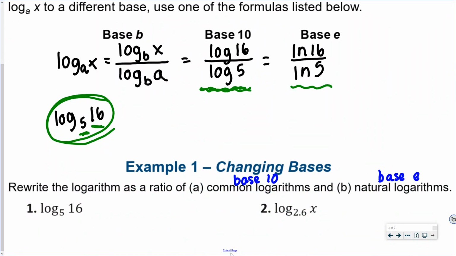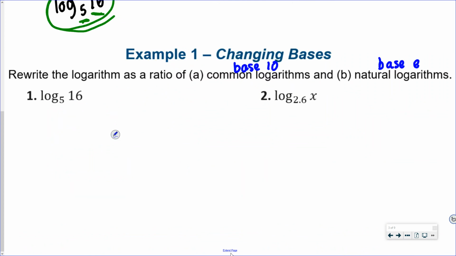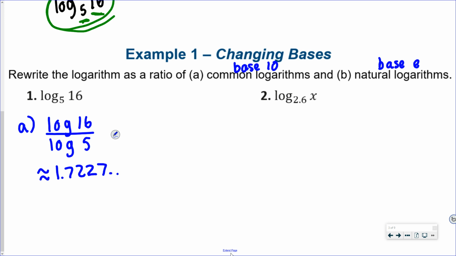So, an example of this. If I want to rewrite log base 5 of 16 using common logs, that's base 10, that would be the log of 16 divided by the log of 5. We just did that math. We got 1.722... So remember, this is really asking you, 5 to what power gives you 16? 5 to the 1.7227 would give us 16.